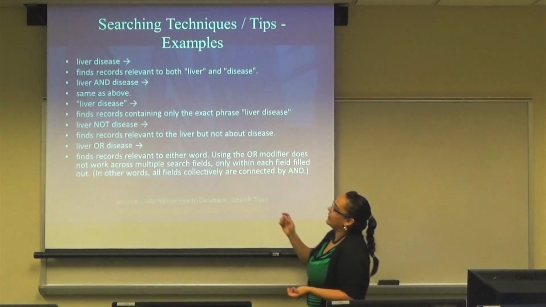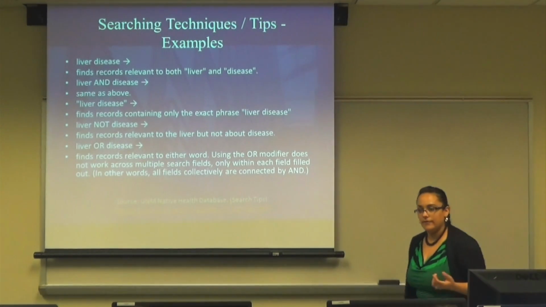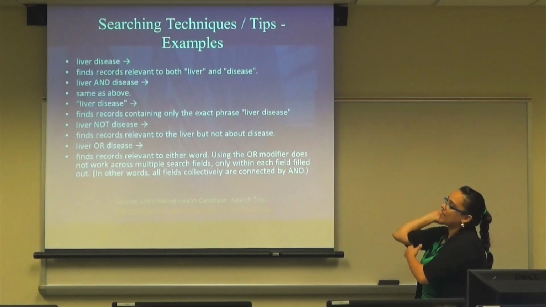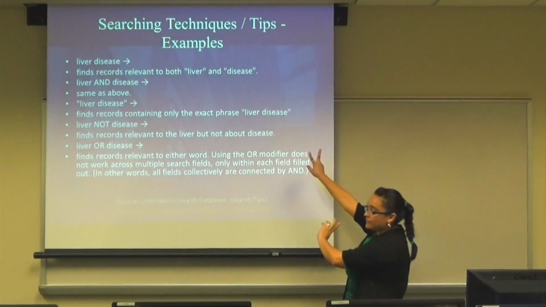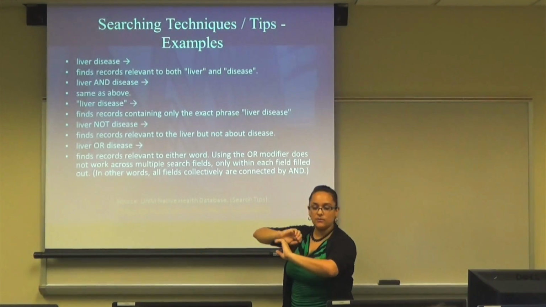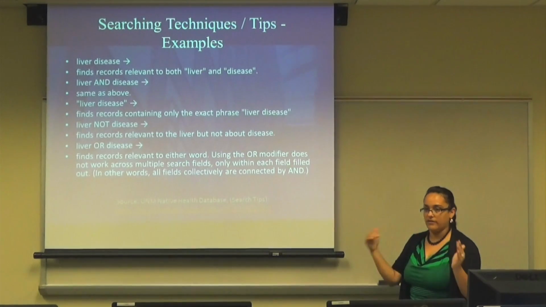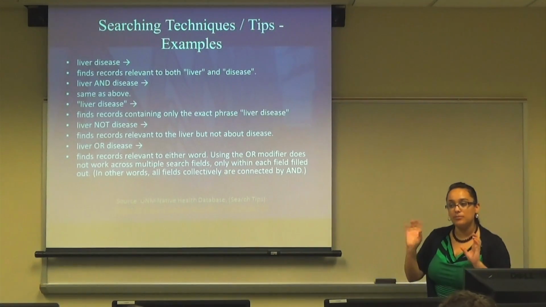All right? Okay. If I do quotation marks, that's another form of Boolean. So I've got liver disease in quotation marks. What it's doing is finding records now relevant to the exact phrase, liver disease. It's not going to find anything with disease liver. It's going to find liver disease in that order and the way I've put it in there. The liver OR disease is going to find records that are relevant to either of them.